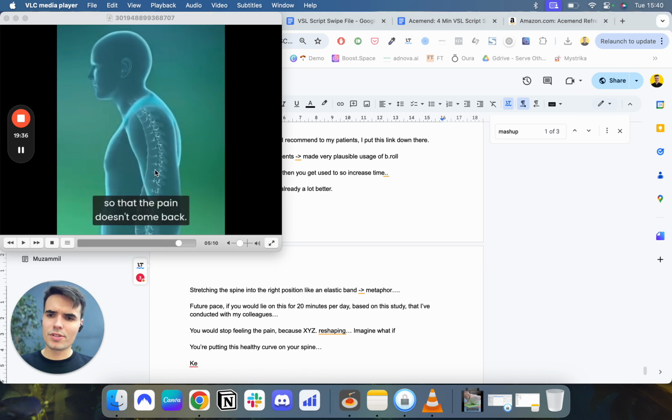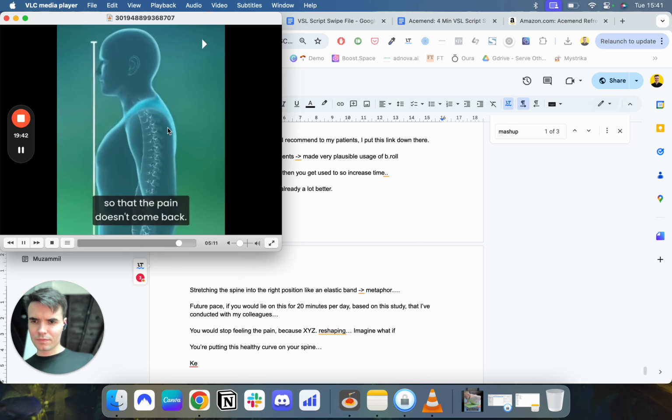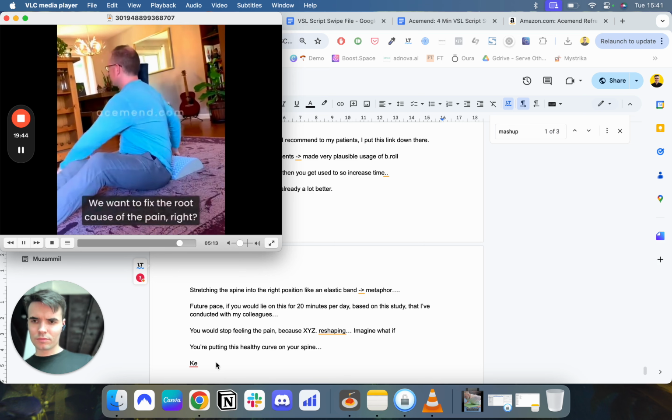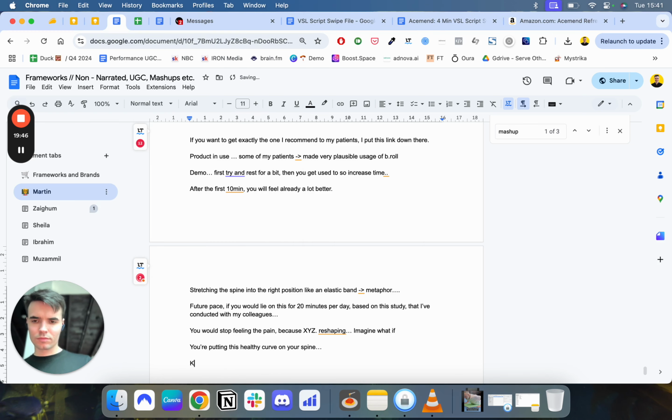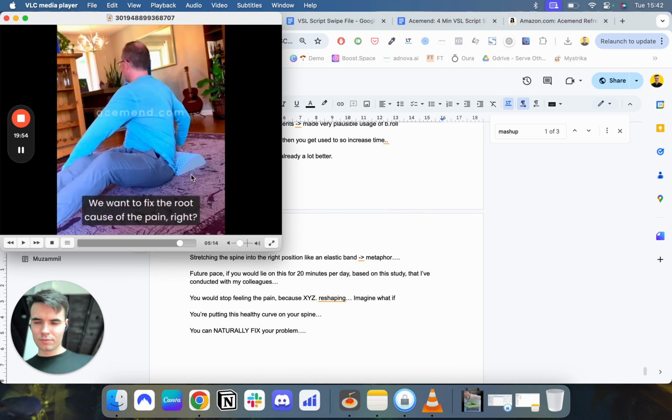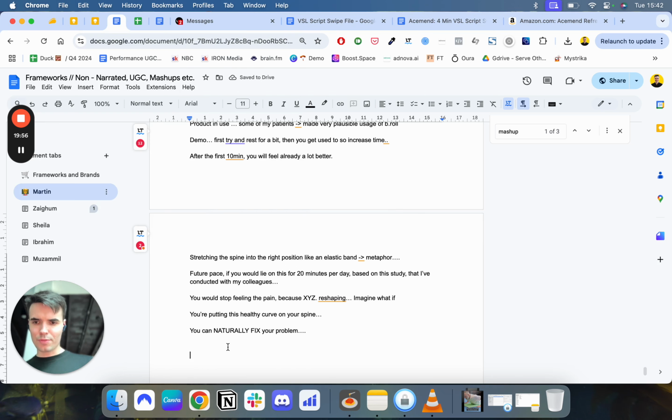So what you're going to do is increase the curve of your spine. We want to fix the root cause of the pain. You can naturally fix your problem.